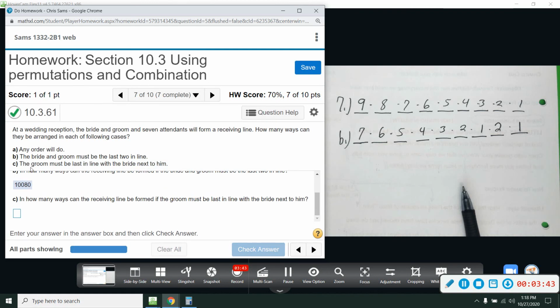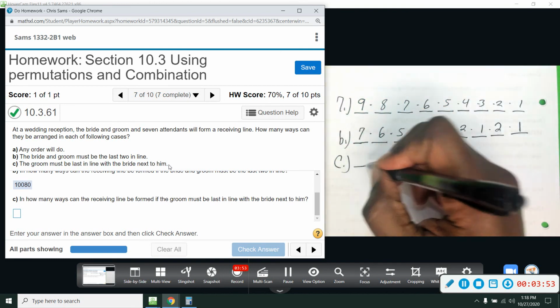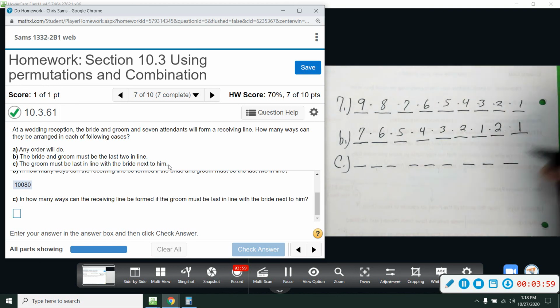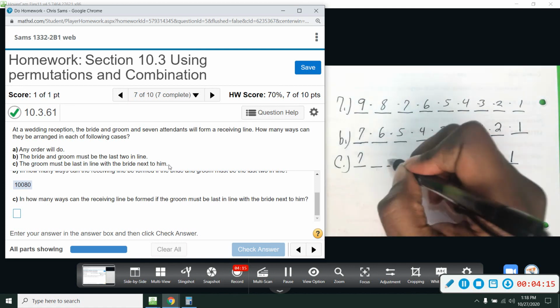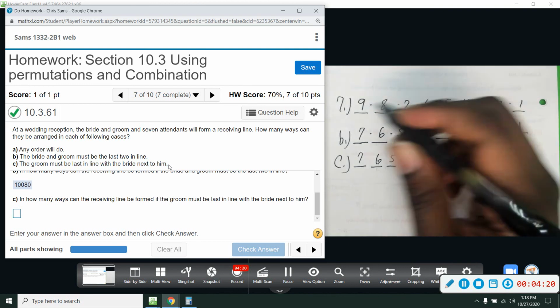All right, then option C, it says the groom must be last in line with the bride next to him. Okay, so this scenario will look, we still have 9 people we're putting in line, but the groom has to be here. This is only 1 position, and the bride has to be next to him. So it's pretty much the same computation, except we have 1 and 1 because we have to put them there. There's no other options. And then we still get 7, 6, 5, 4, 3, 2, and 1.